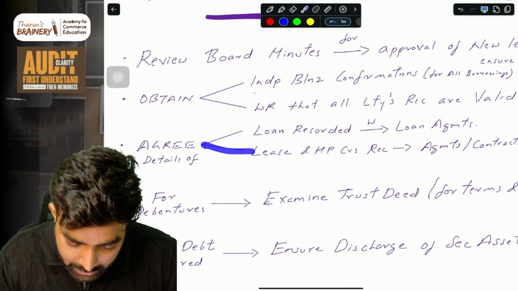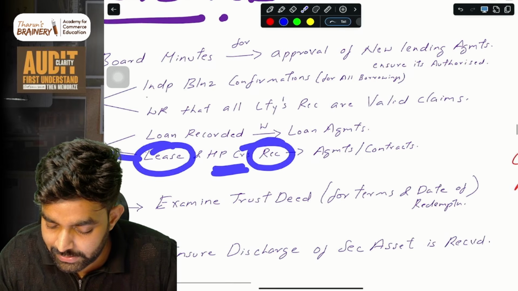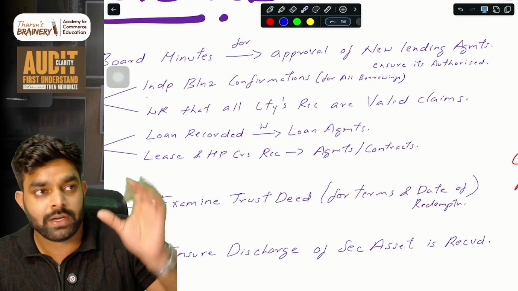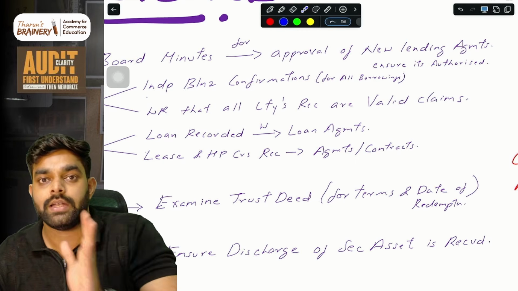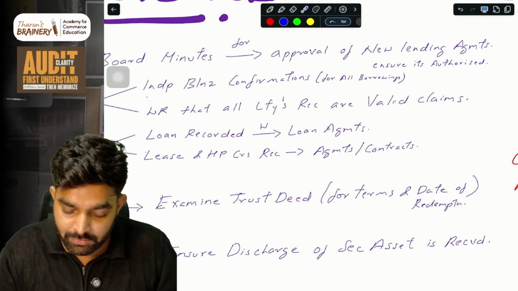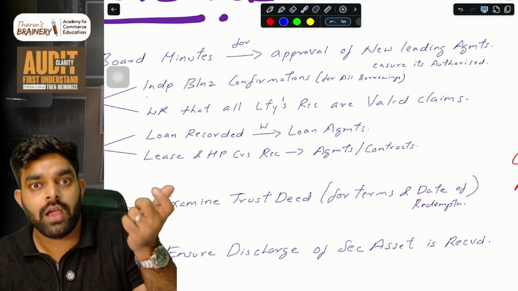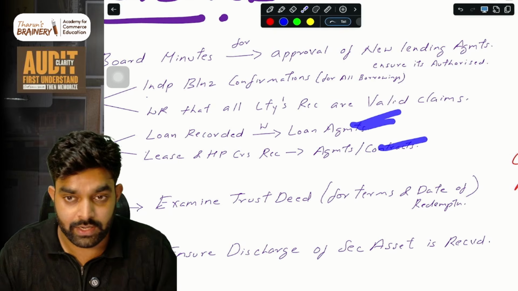Then agree the details of lease and hire purchase creditors recorded with their agreements and contracts. When you enter into a lease, an agreement will be there, and it will be written, 10 years lease, per month this much money you have to pay. Make sure that is actually what is being done, that per month the same money as in the agreement is being paid. Same thing with the loan also. In the loan agreement it is written 8% interest, and you check whether actually 8% interest is being charged, or less or more. That is what you're checking here.